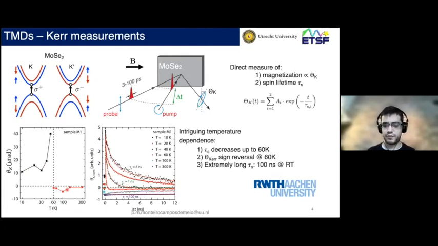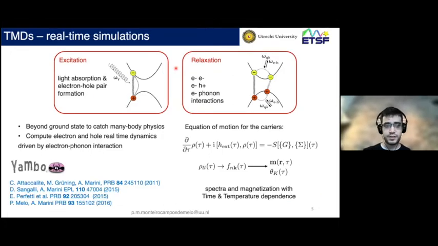And so we set out to see if we could understand this just with the intrinsic mechanisms that exist in the material, which in this case was molybdenum diselenide. Now, the way we did this is by using the RT real-time propagation that is coded and built in the Yambo code. So there's a lot of work that's been going on to have this.